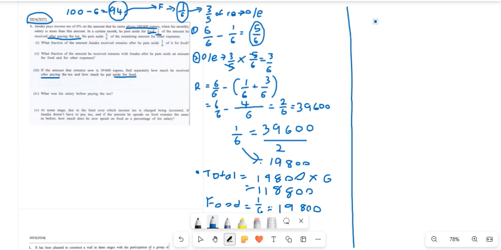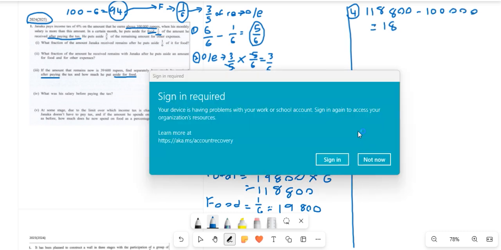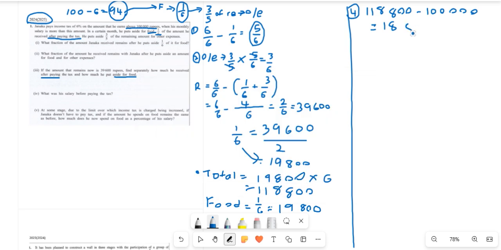So after the tax we know that he had 118,800. For 1 lakh he won't pay the tax, right? Then you have to subtract that. When you subtract, you will get 18,800. Okay, for this 18,800 they might pay 6% for the tax.